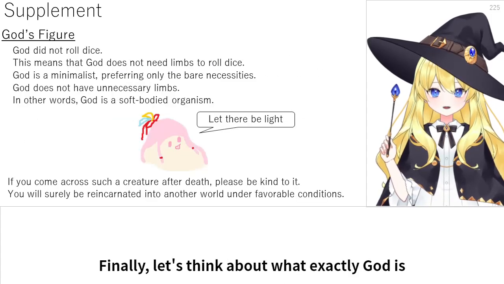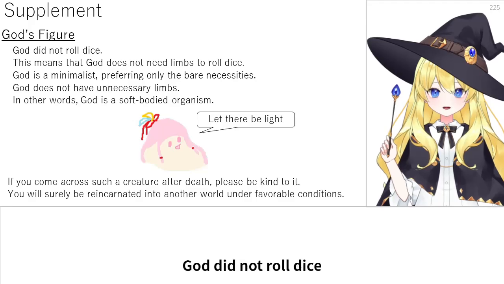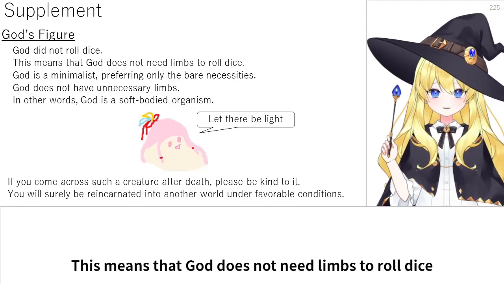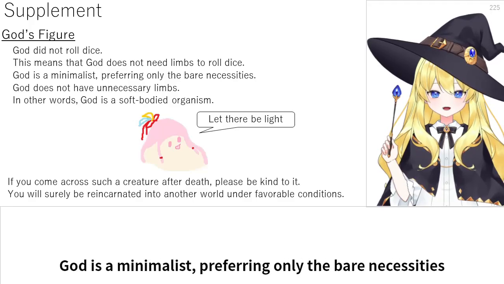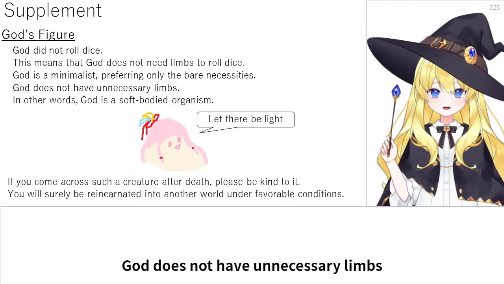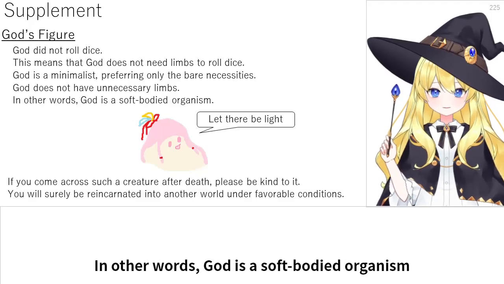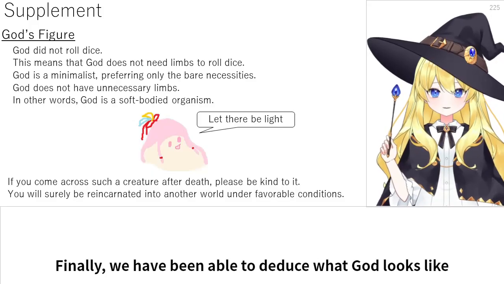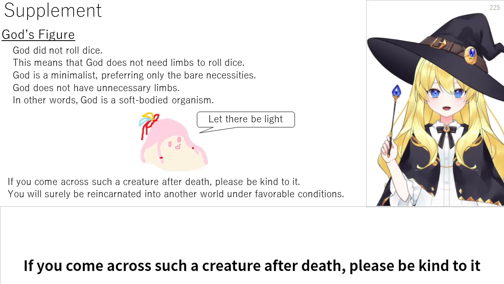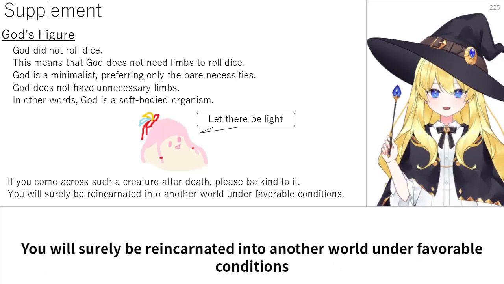Finally, let's think about what exactly God is. God did not roll dice. This means that God does not need limbs to roll dice. God is a minimalist, preferring only the bare necessities. God does not have unnecessary limbs. In other words, God is a soft-bodied organism. Finally, we have been able to deduce what God looks like. If you come across such a creature after death, please be kind to it. You will surely be reincarnated into another world under favorable conditions.